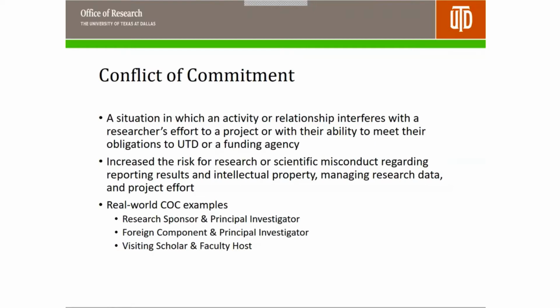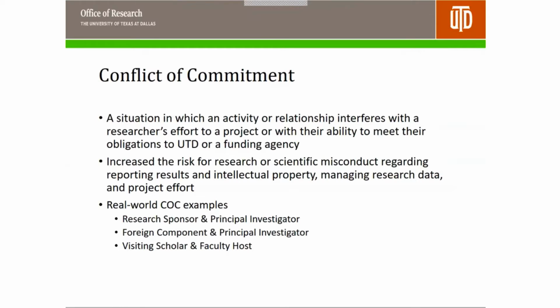Some real-world conflict of commitment examples would be, for instance, if a principal investigator at UTD was funded by, say, the National Institutes of Health, and they also received funding from an outside entity, a foreign government, to investigate a similar or overlapping topic. So now you have one investigator who has received funding from two sources to investigate a similar topic, and there are overlapping competing interests in that case.